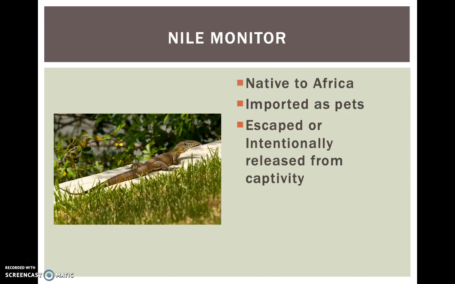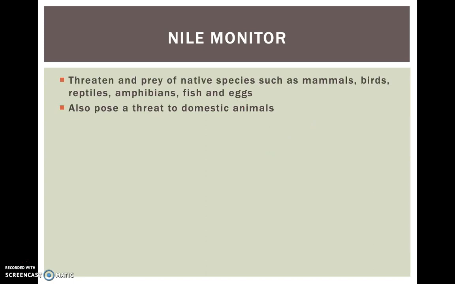The Nile monitor. Native to Africa, they were imported as pets and either escaped or were intentionally released from captivity. They threaten and prey on native species such as mammals, birds, reptiles, amphibians, fish, and their eggs. They also pose a threat to domestic animals.